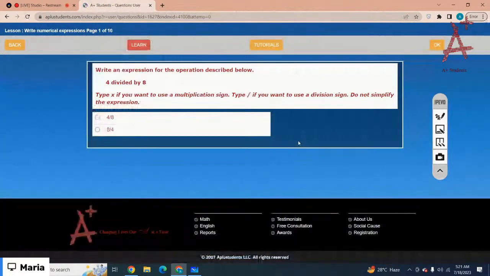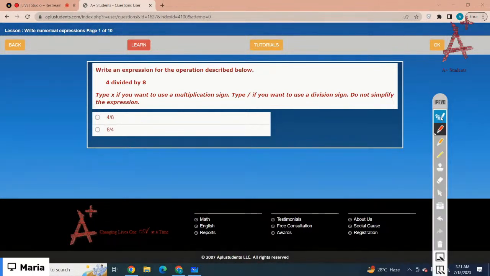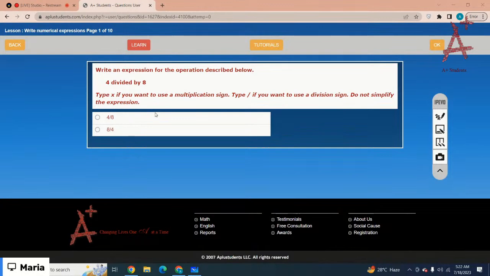Okay, let's just start with the practice questions. Write an expression for the operation described below. 4 divided by 8. So the key word here is divide, divided. Just replace this word with the sign, so it would be 4 divided by 8. So option number 1 is the correct option. It would be 4 divided by 8. Option number 1 is the correct option.